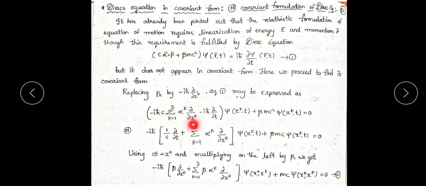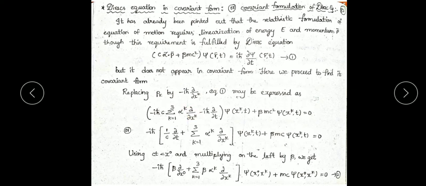Actually, α is nothing but αx i cap plus αy j cap plus αz k cap. In the same manner, p bar is nothing but px i cap plus py j cap plus pz k cap. After the dot product between both, you would get αx px plus αy py plus αz pz, that is the summation, indicated with the help of this summation. That one we need to substitute here. Here c is already there, so c, and α is αk, and p is minus iħ ∂/∂xk.